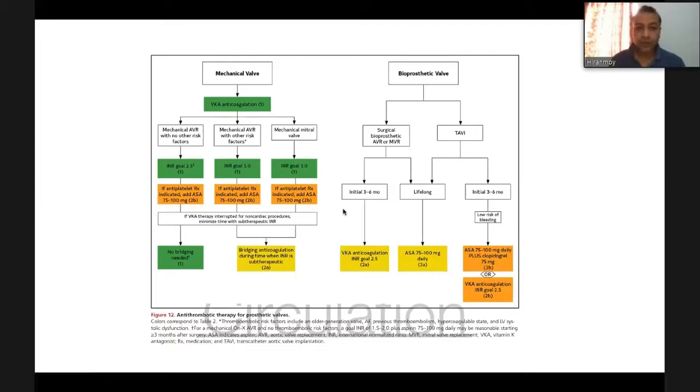Now this is the flow chart for anticoagulation of the prosthetic valve. Already you know mechanical valve and bioprosthetic valve, how you will anticoagulate these valves to function properly and to avoid thrombus formation.